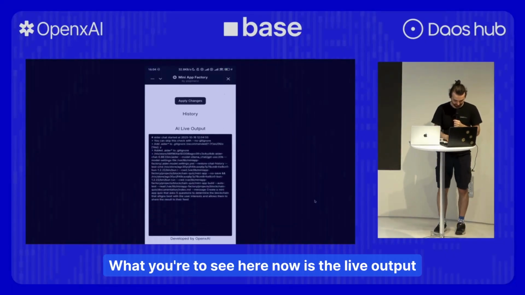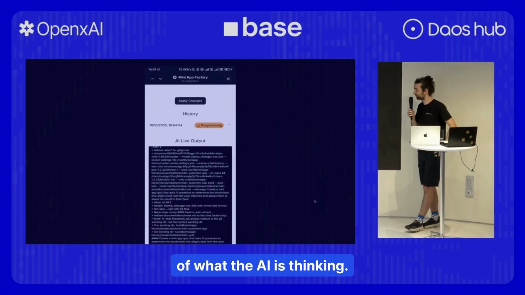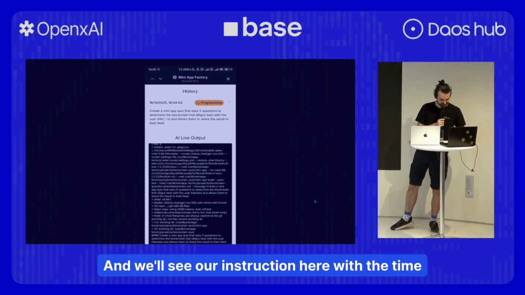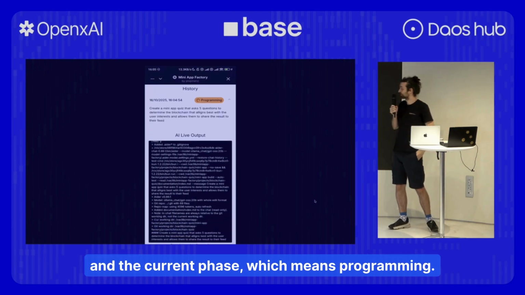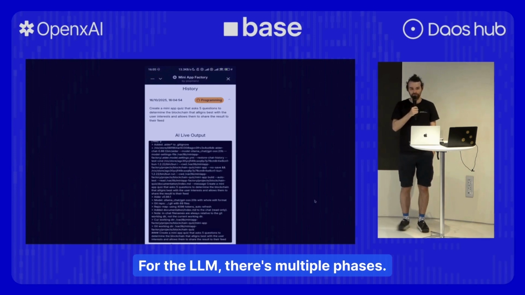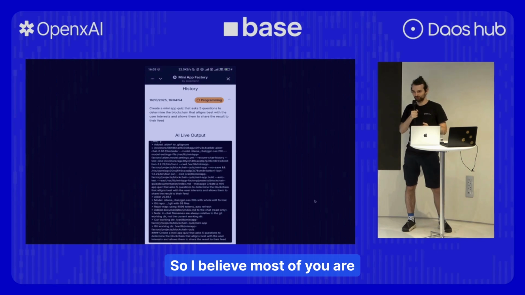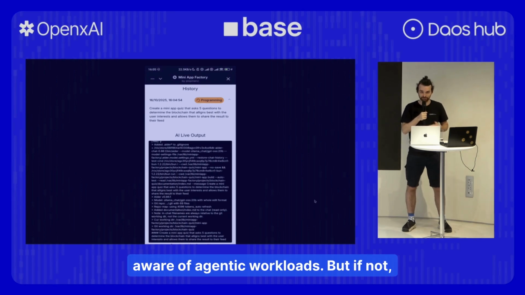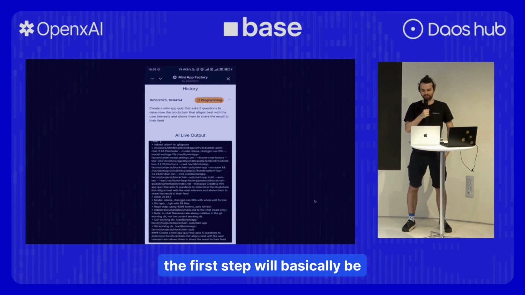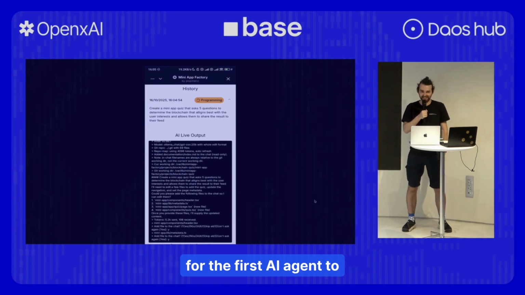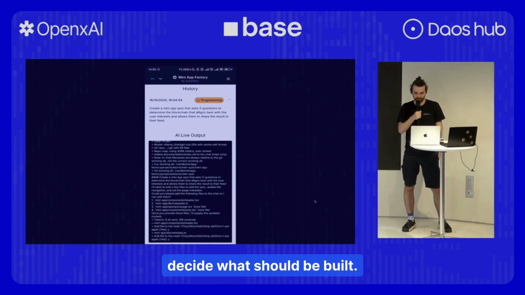What you're going to see here now is the live output of what the AI is thinking. And we'll see our instruction here with the time and the current phase, which means programming. For the LLM, there's multiple phases. So I believe most of you are aware of agentic workloads. But if not, the first step will basically be for the first AI agent to decide what should be built.